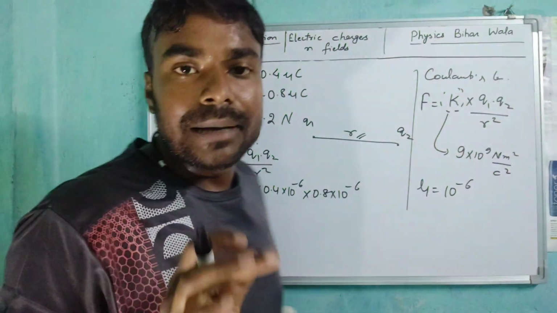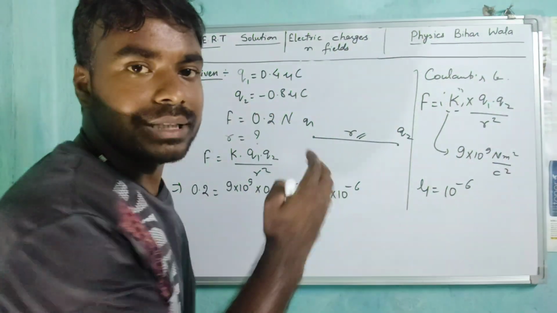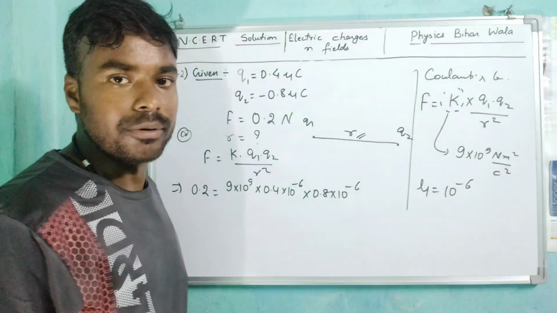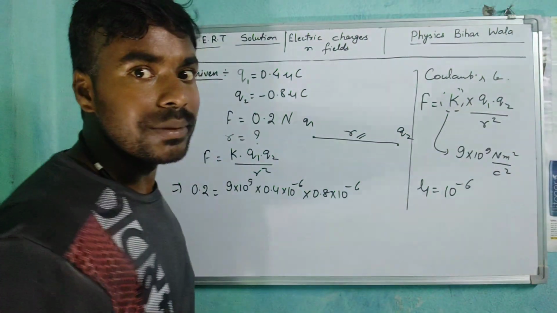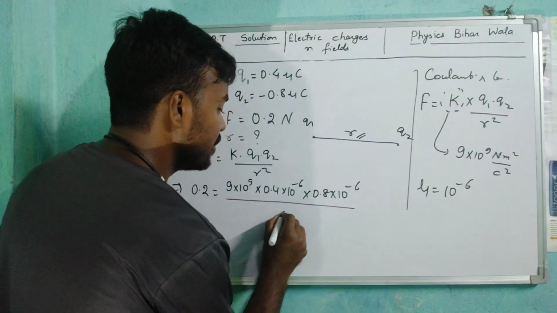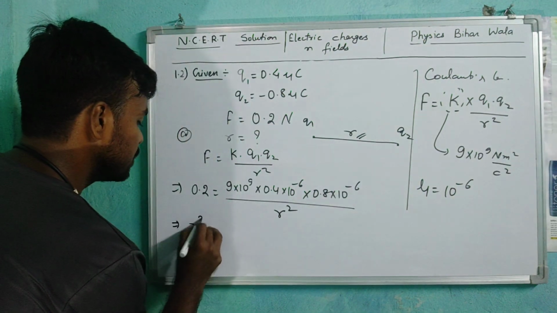You students might have a problem: why am I not taking this negative sign? Actually, we are using the scalar form of Coulomb's law. That's why we are not having this sign negative. Okay. So we will see the nature. You might have understood, and we have to find the value of R square. So let's solve the equation.